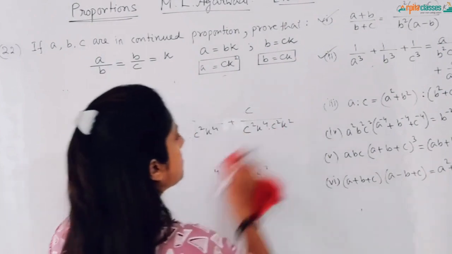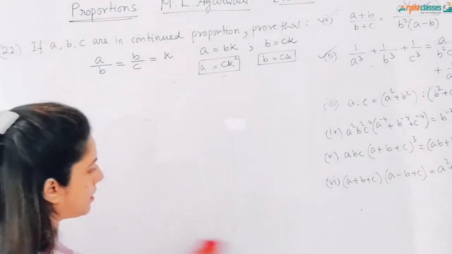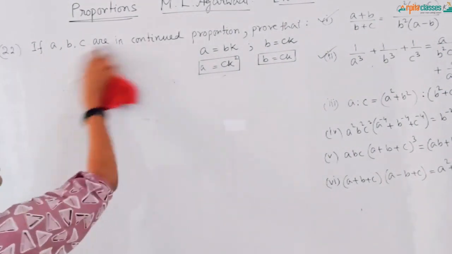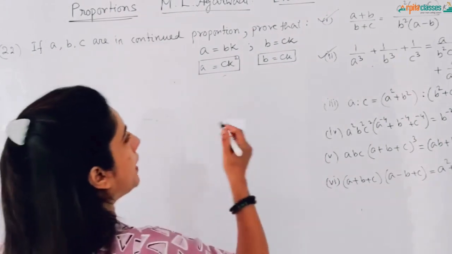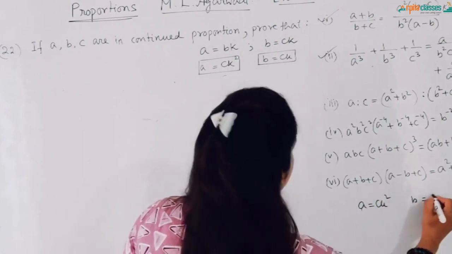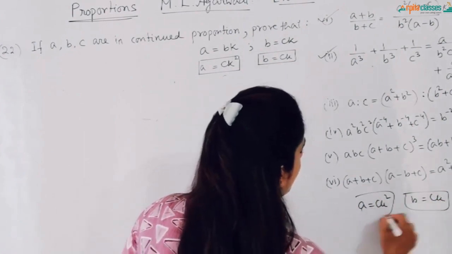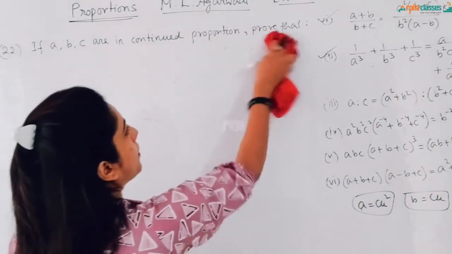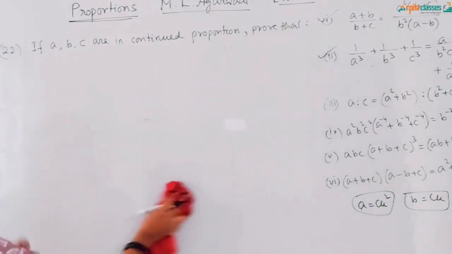Now I am just rubbing this part because we do not have much space over here. So just remember that we have A is equal to ck square and B is equal to ck. These two things we need to remember. So I am rubbing this part also.